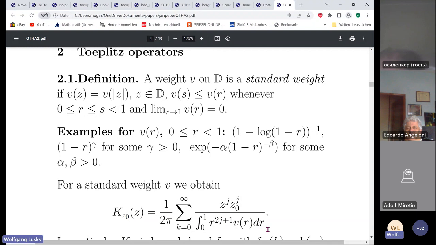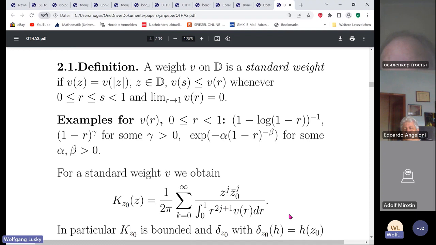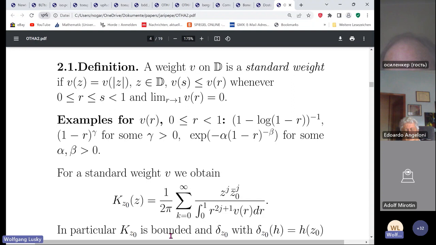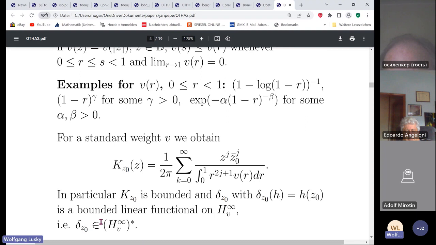And now we see this series has a converging majorant, meaning that as a holomorphic function, this reproducing kernel is even bounded. And the evaluation map here is even a bounded linear functional with respect to the weighted supernorm. So it sits in the dual space of the Banach space H sub V infinity, which is denoted by star in the following.